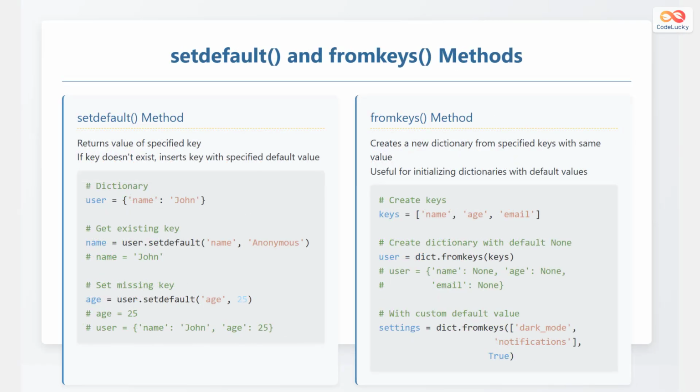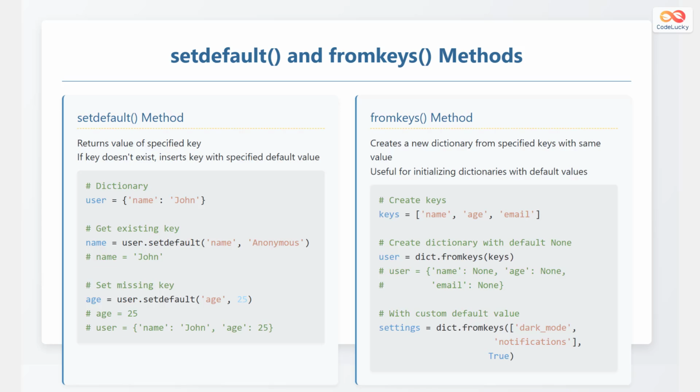Here we will explore the setdefault and fromkeys methods. The setdefault method returns the value of the specified key. If the key does not exist, it inserts the key with the specified default value. The fromkeys method creates a new dictionary from the specified keys with a common value. It is particularly useful for initializing dictionaries with default values.